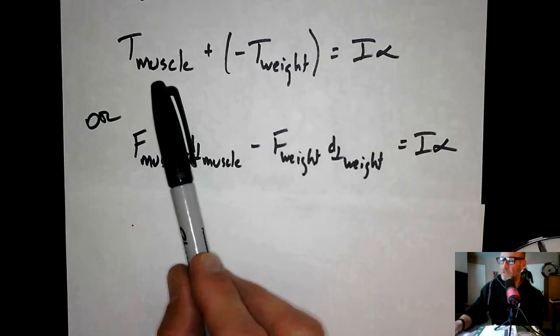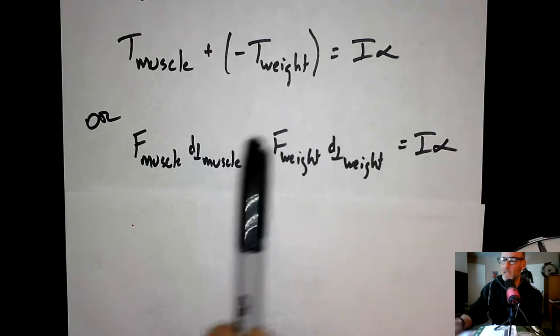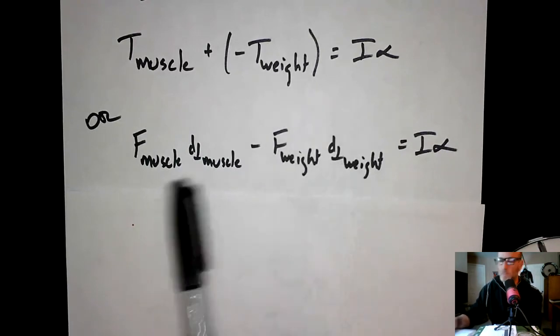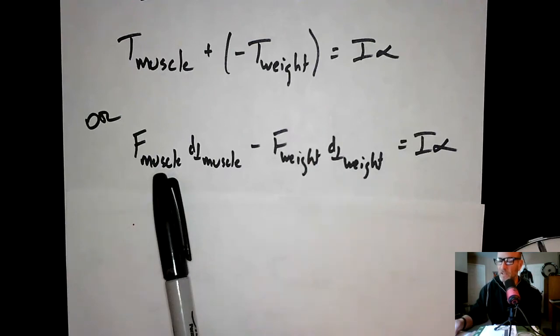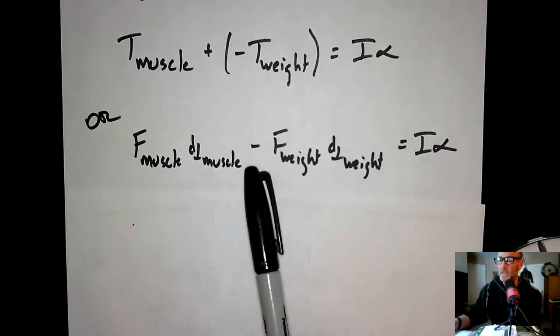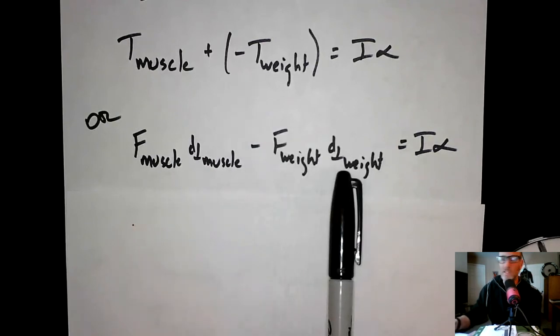All I'm going to do is replace torque of the muscle with F_D perpendicular, and I'm replacing torque due to the weight with F_D perpendicular. But I'm just assigning the subscript for the force due to the muscle times its moment arm, minus, which is coming from that minus sign, the force due to the weight times the moment arm due to the weight.